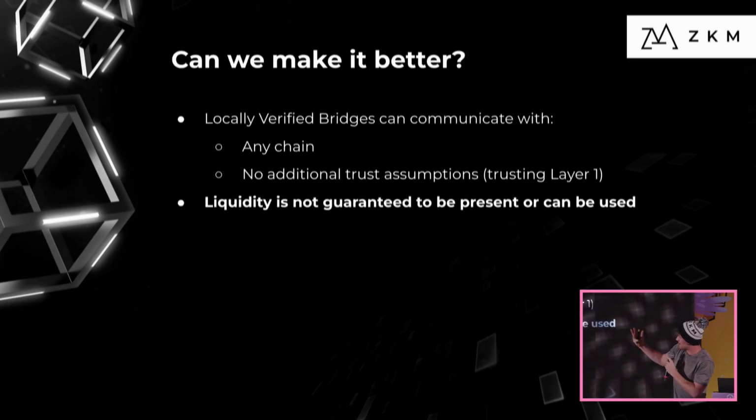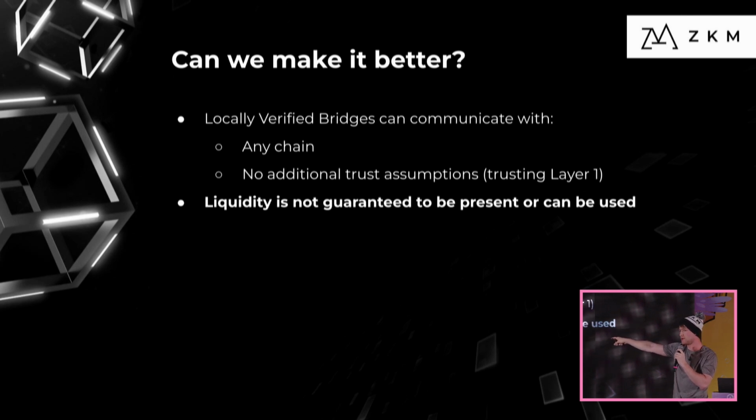So can we make it better? Locally verified bridges can connect with, let's say, any different chains that exist. We don't really need any additional trust assumptions since we're basing this verification off of the layer 1. Because I'm basing my security off of the L1, I don't have to depend on any other external network or external set of validators to make sure that this transaction occurs. I don't have to trust anyone, essentially.